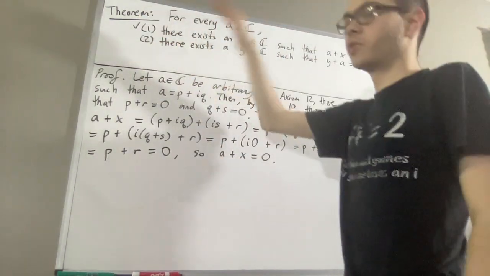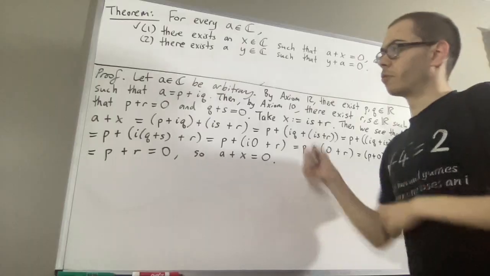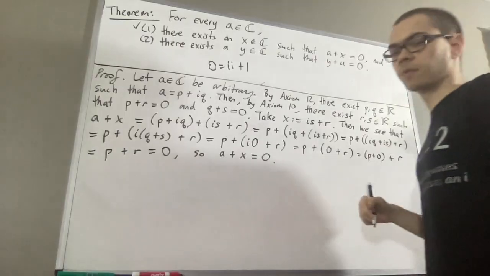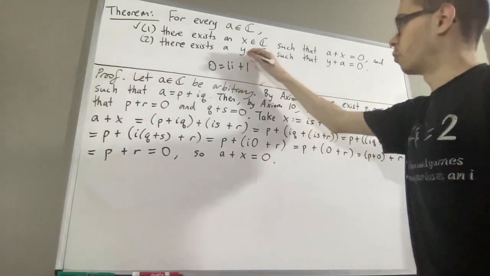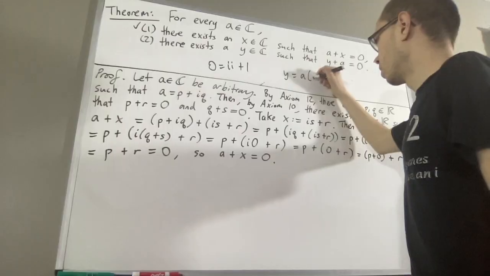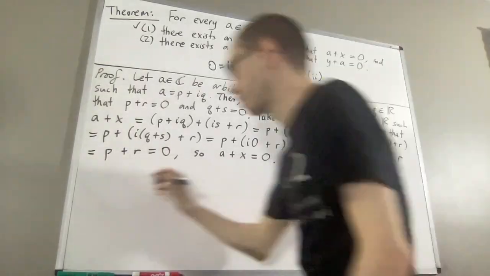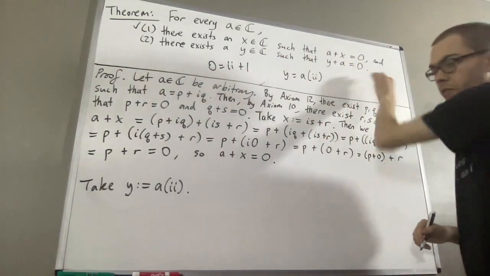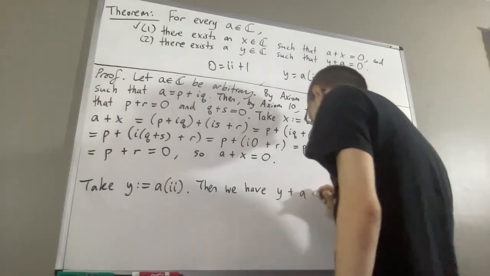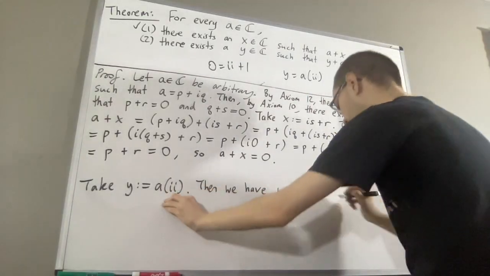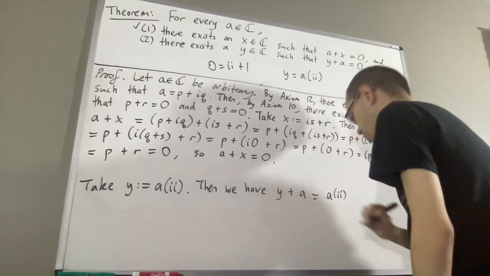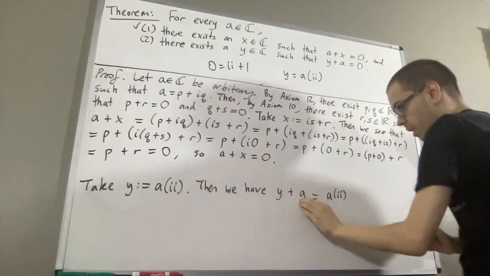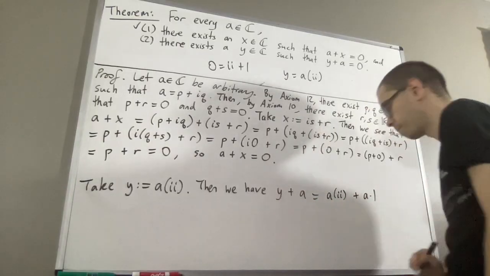Now for 2, the trick is to use axiom 7, which says that 0 is equal to ii plus 1. What we're going to do is take y to be a times ii. So now let's show that y plus a is equal to 0. Well, let's substitute y for a times ii. We know for every complex number a times 1 is equal to a.